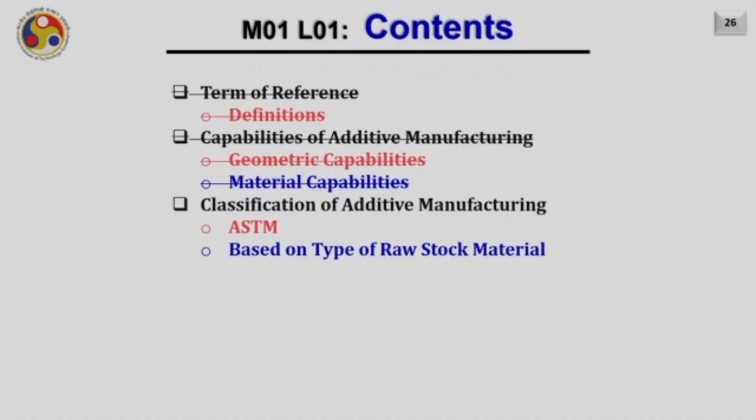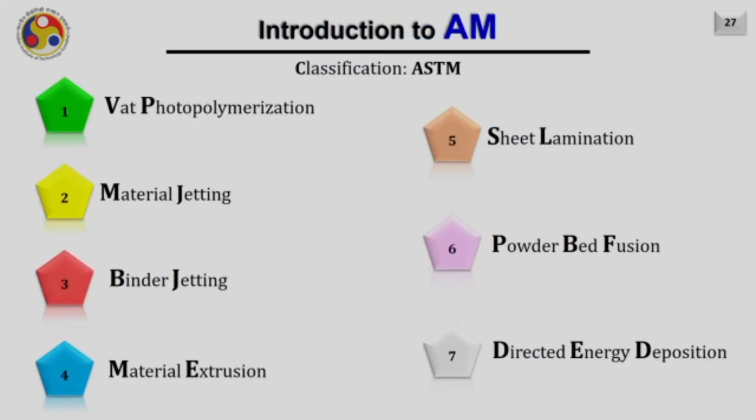Now we shall discuss the last part of this lecture, that is the classification of additive manufacturing. By ASTM, the additive manufacturing processes have been classified into 7 categories. First is wet photopolymerization, second is material jetting, third is binder jetting, fourth is material extrusion, fifth is sheet lamination, sixth is powder bed fusion, seventh is directed energy deposition.